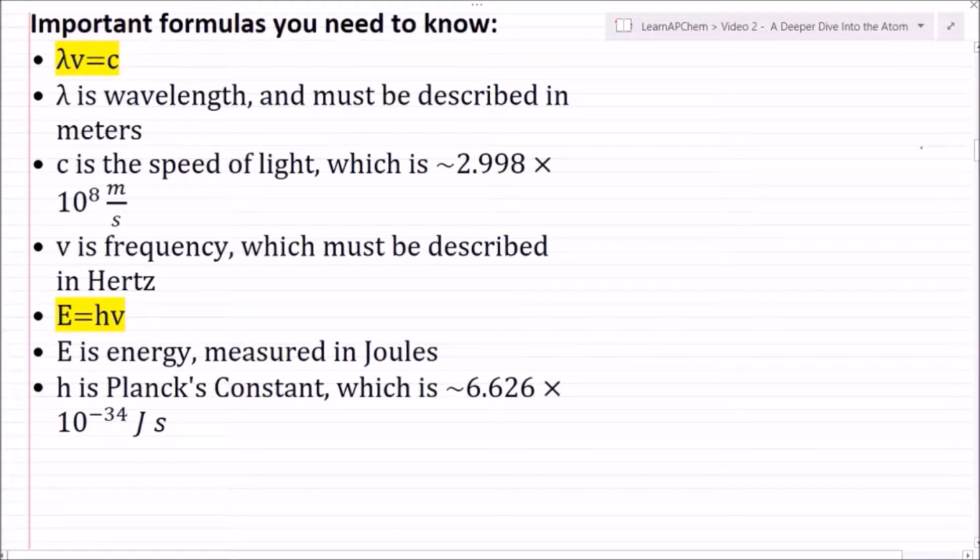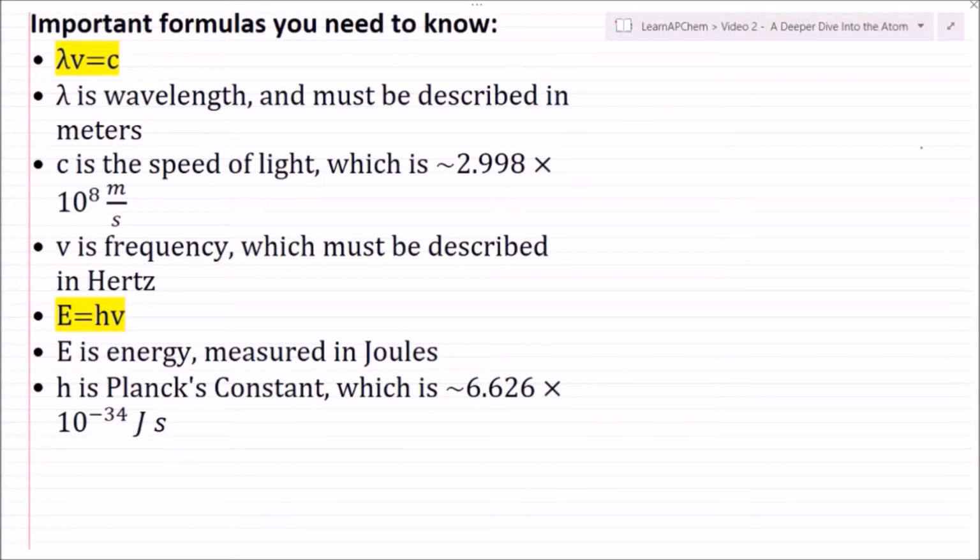Alright, so let's go over some important formulas you need to know. The first one is lambda v equals c, where lambda is our wavelength and must be described in meters. c is the speed of light, which is approximately 2.998 times 10 to the 8th meters per second. v is our frequency, which must be described in hertz. So that's a pretty straightforward formula. Wavelength times frequency equals the speed of light.